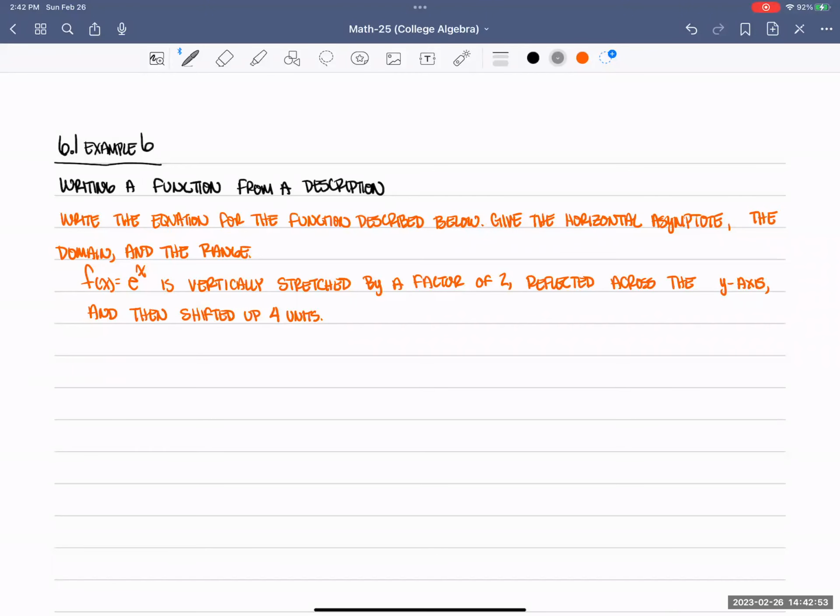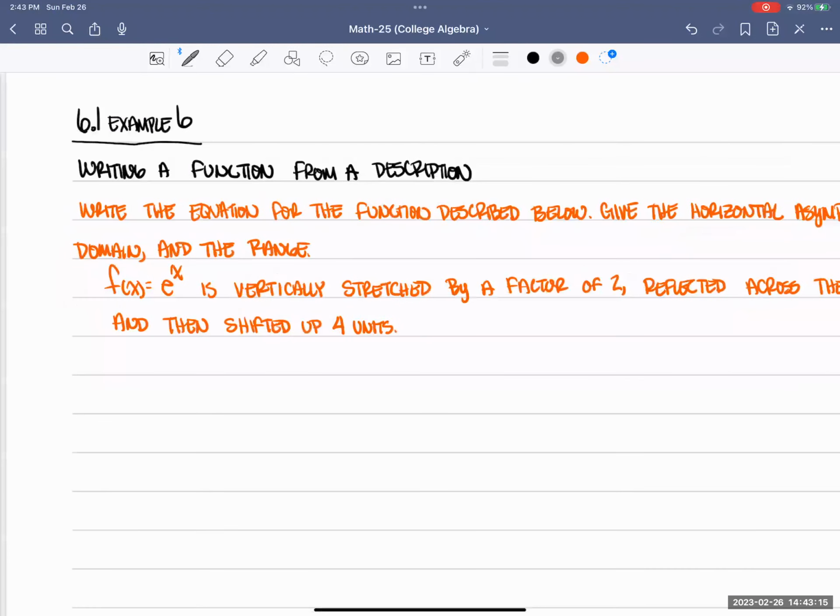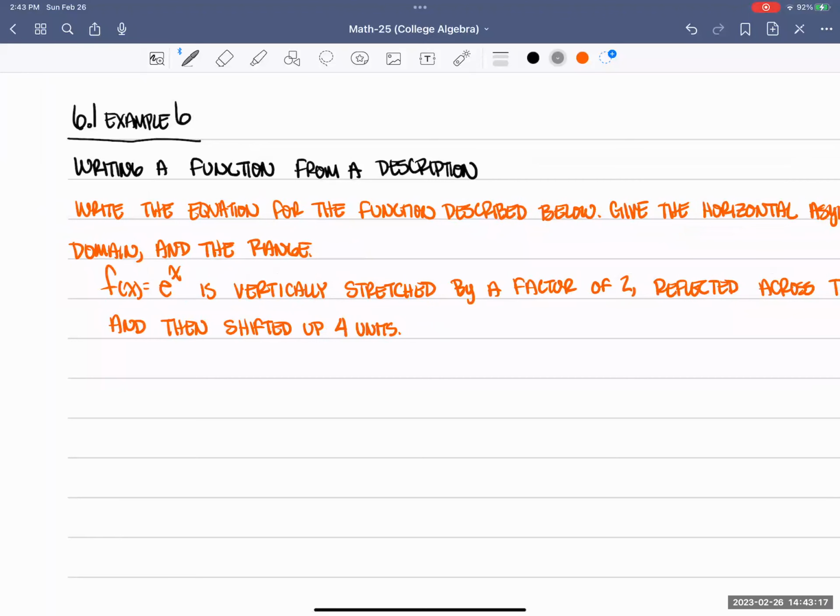Section 6.1, example 6, writing a function from a description. Write the equation for the function described below, give the horizontal asymptote, domain, and range. So f of x is equal to e raised to the power x, vertically stretched by a factor of 2. Let's take a look at what each of these different parts is. So we'll use e as our base.